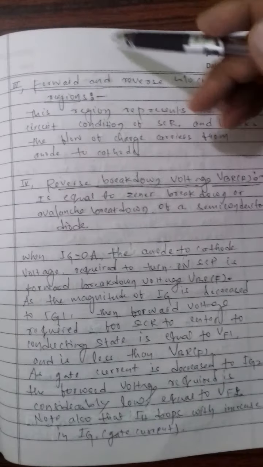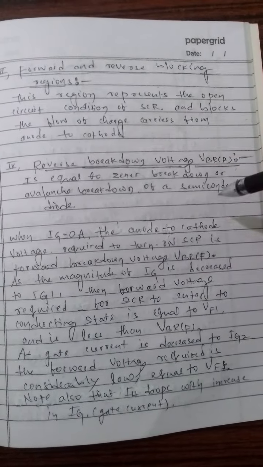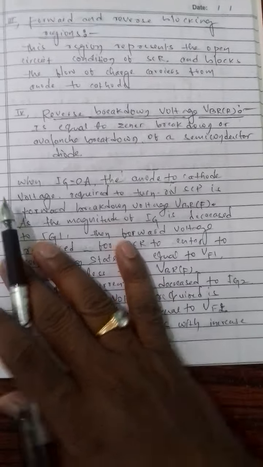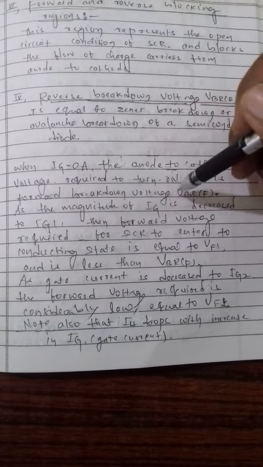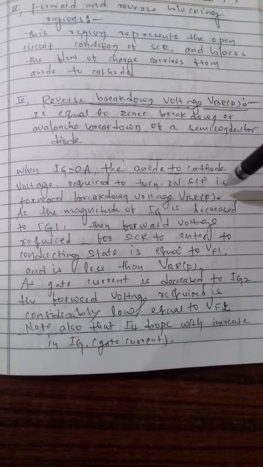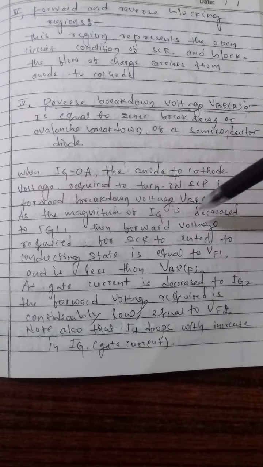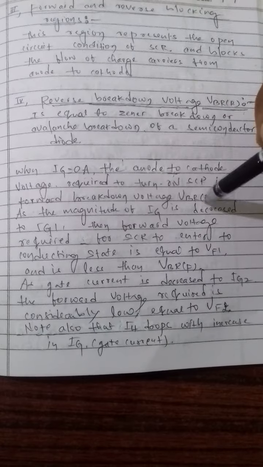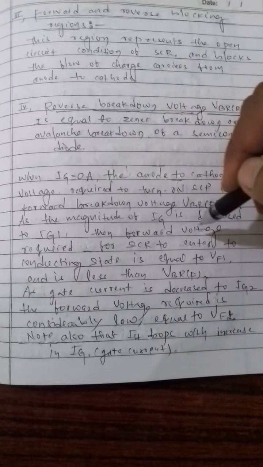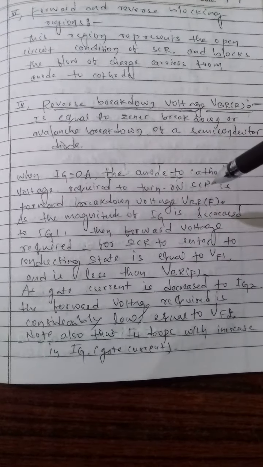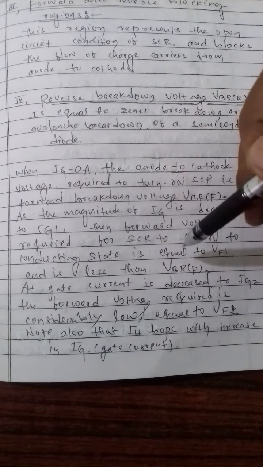The reverse breakdown voltage is equal to the Zener or avalanche breakdown of a semiconductor diode. When the gate current Ig is equal to 0 ampere, the anode to cathode voltage required to turn on the SCR is the forward breakover voltage VBRF. As the magnitude of Ig is increased to Ig1, the forward voltage required for the SCR to enter the conducting state is reduced to V1.